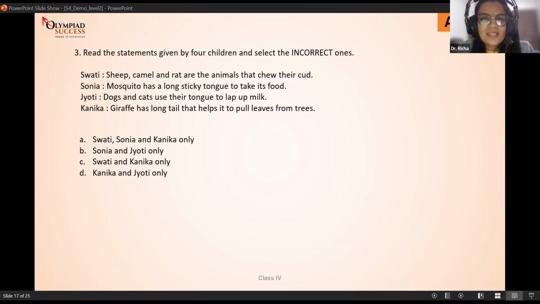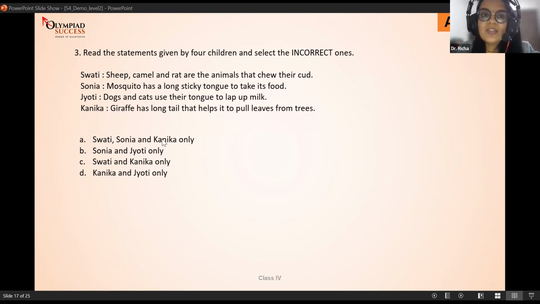Who is saying the incorrect thing? First of all, most of you are saying C. And 3 of you said A, and I'll go with option A. Why? Because in C, there are only Swati and Kanika. But in A, there is Swati, Sonia, and Kanika.